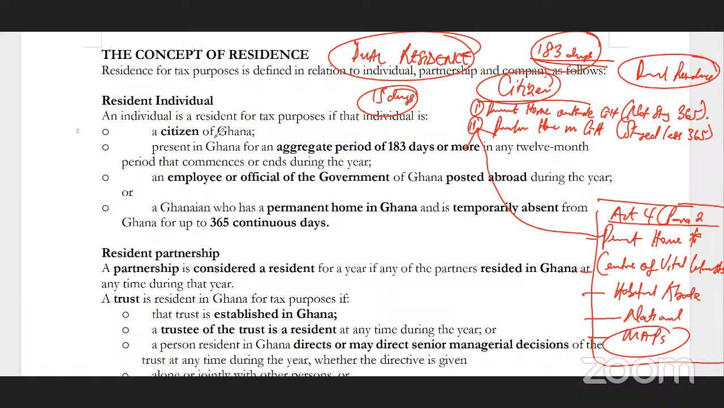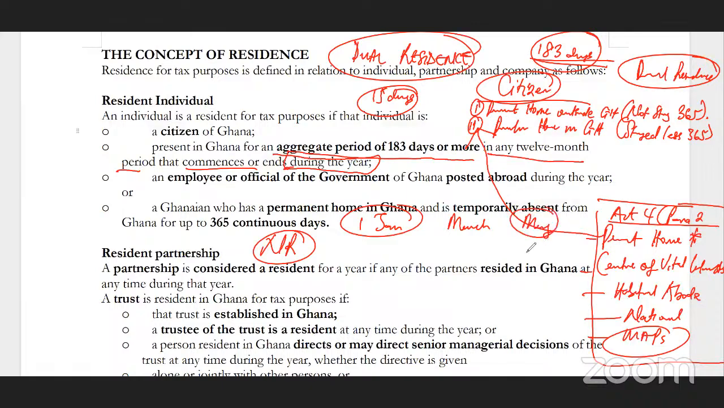Now, if you are present in Ghana, and you are not a citizen, but you are present in Ghana for an aggregate period of 183 days or more in any 12-month period that commences or ends during the particular year we are assessing you for, then you are resident. So this is non-resident. With Kenichi, I told you Kenichi came to Ghana on 1st January. Even if Kenichi leaves in March and comes back, let's say in May, we have to count the number of days in aggregate.